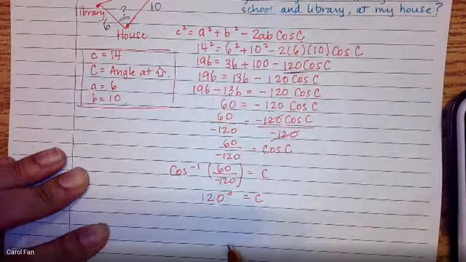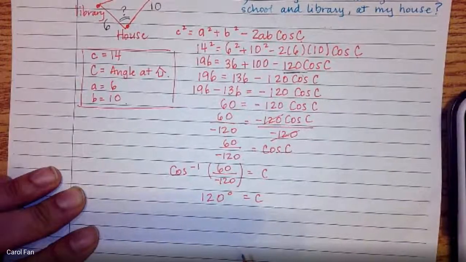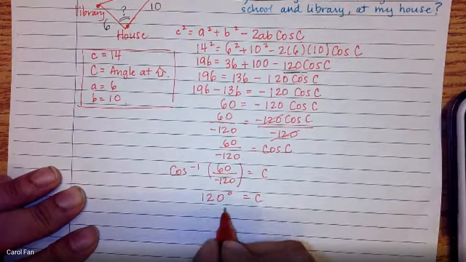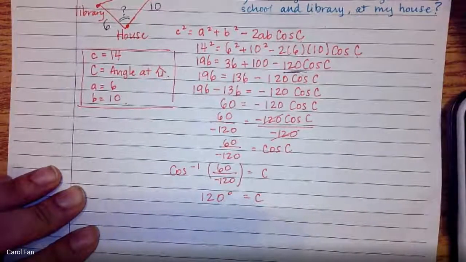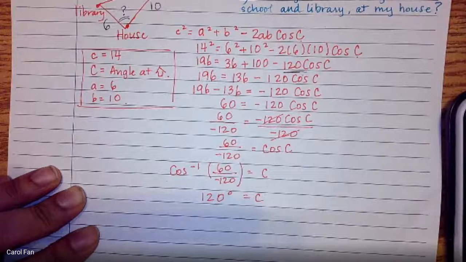So the conclusion is the library and the school create a 120-degree angle at my house.